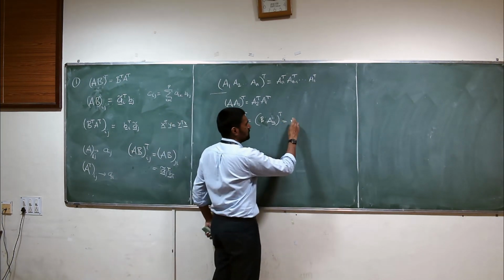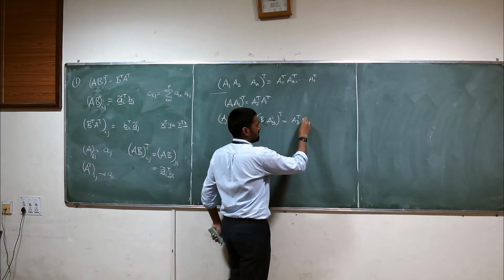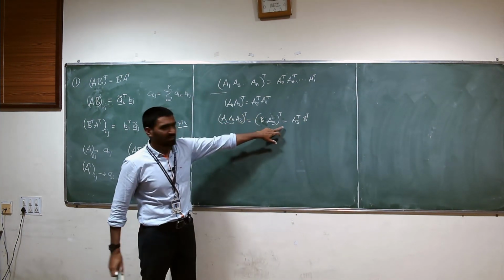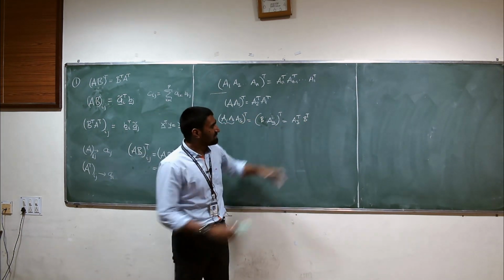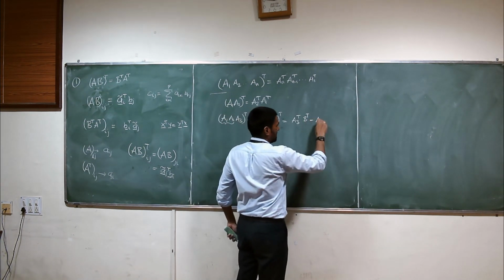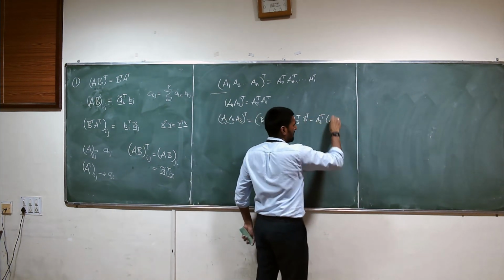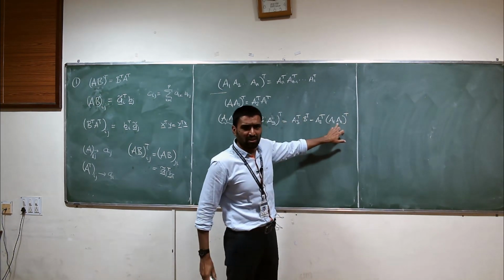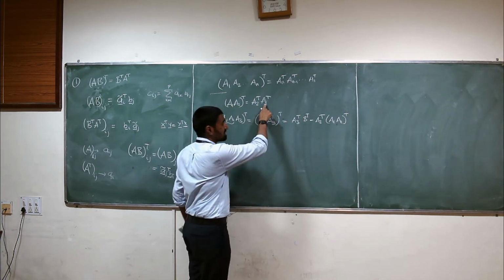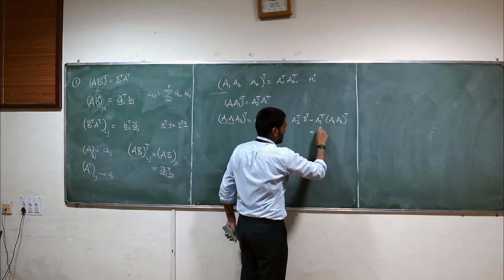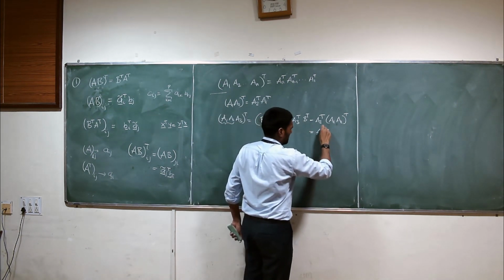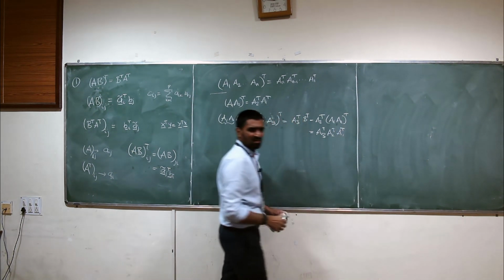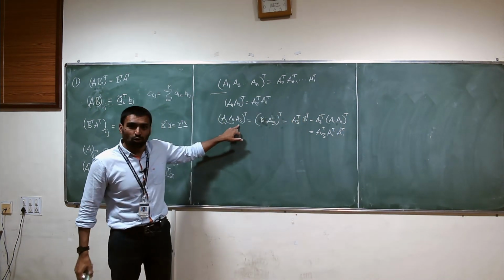So what is B? B is nothing but A1 A2. So I know what (A1 A2) transpose is. It is A2 transpose A1 transpose. Okay. So we know that it's true for 3 also.